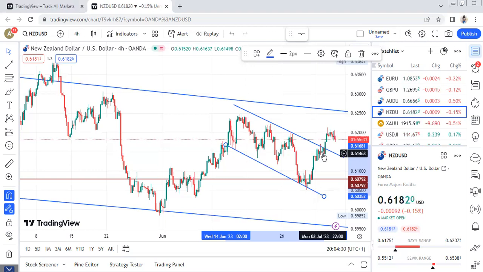So whenever the market prints a pin bar for you, either at a support or a resistance, you know what to do.